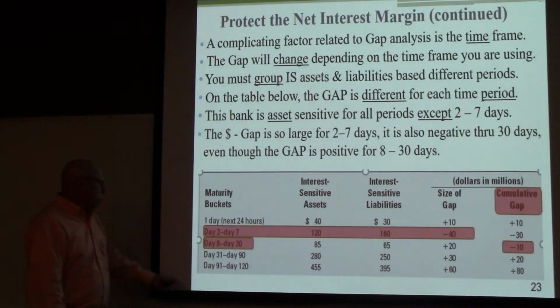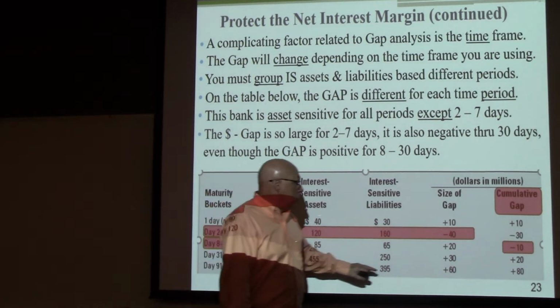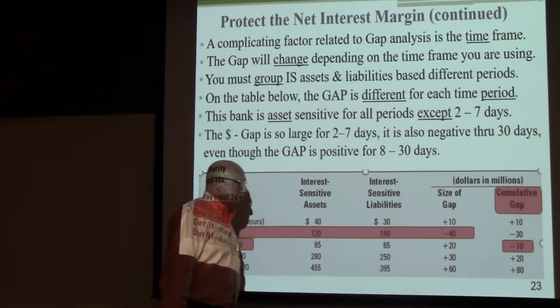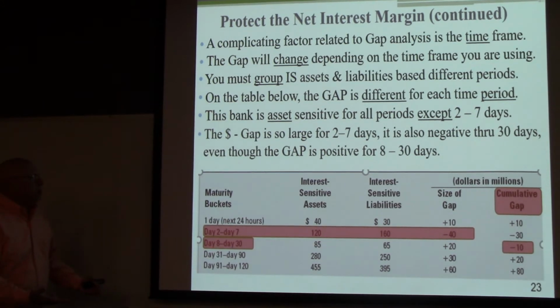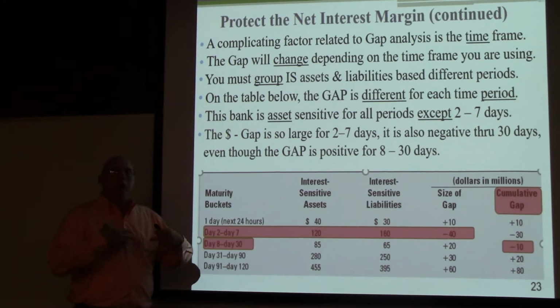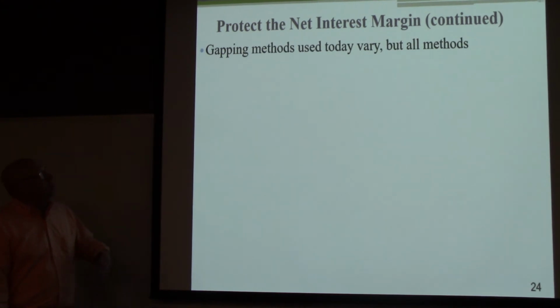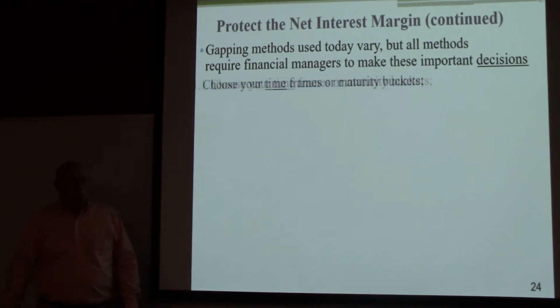All right. And then what you can see is that through 120 days, this bank has a positive gap. Interest sensitive. So once again, we have to drill deep. We start with a simple concept and then we add reality to it. There are many gapping methods out there, but all methods require managers to make these important decisions.